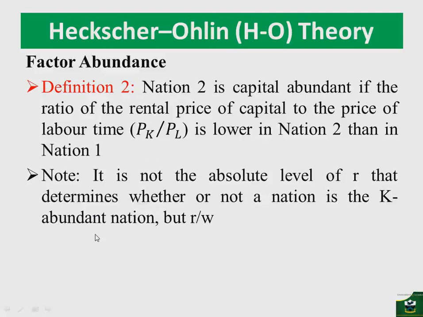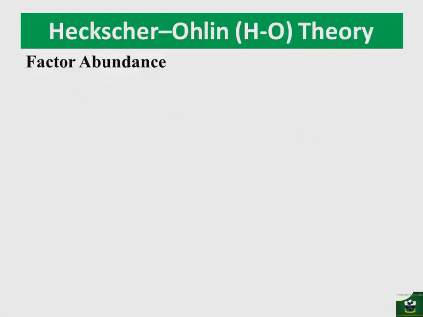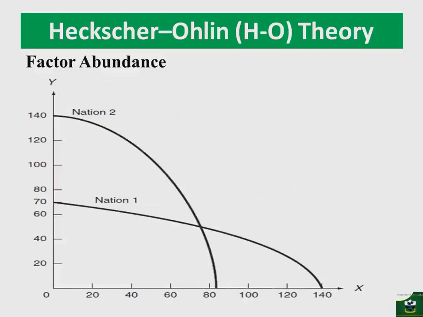But recall, we are looking at the ratio of the rental price of capital to the price of labor brought into the production process. So we need to consider this carefully and then be able to define what happens. Let's look at the graphical illustration of factor abundance or factor intensity. From this graph, we see that Nation 1's production frontier has been defined to be this one here, and then Nation 2's production frontier is defined to be this one.